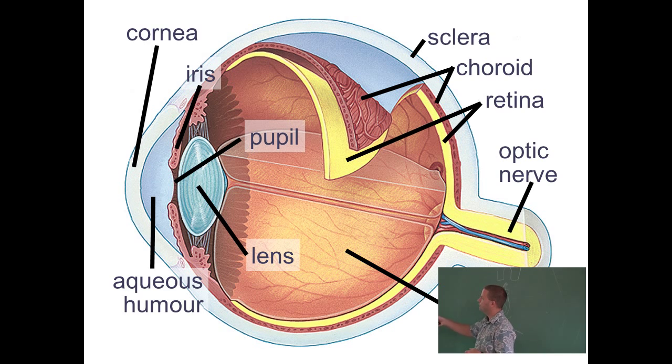Okay. And now our third layer there is the retina, also called the neural tunic. Okay, what are the receptor cells in the retina called?